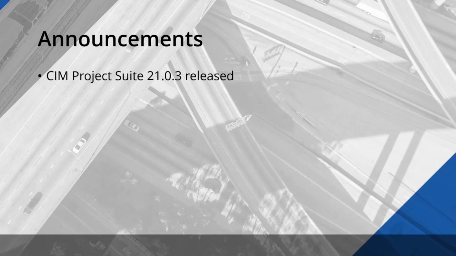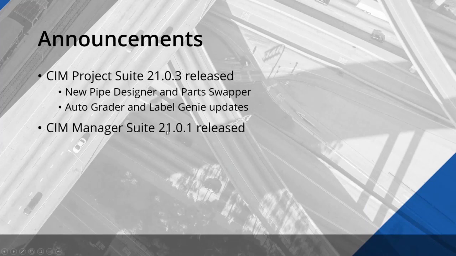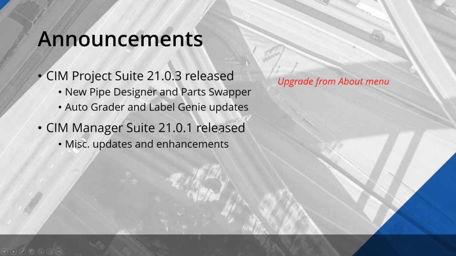The CIM Project Suite 21.0.3 was released last week. That has these new features I was just showing you for Pipe Designer and Part Swapper. It also has some mostly bug updates for AutoGrader and Label Genie. Those were big, robust tools we just released over a month ago. The CIM Manager Suite update .1 was released. It was a variety of miscellaneous updates and enhancements. That was released last week as well. So you can always go and grab those, install those to get the latest features.